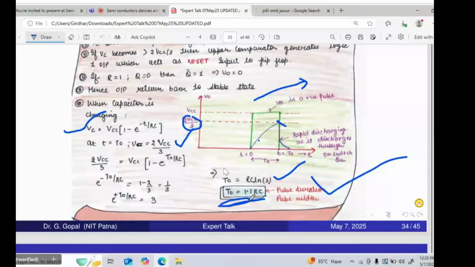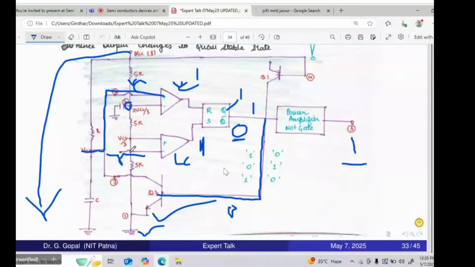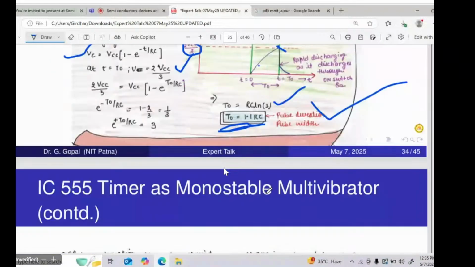How can you generate a ramp? Here the charging is through this resistance only. If this resistance is replaced with a constant current source, then the charging current to the capacitor is constant, and the capacitor voltage increases linearly with time. Hence Vc will be a ramp signal only.